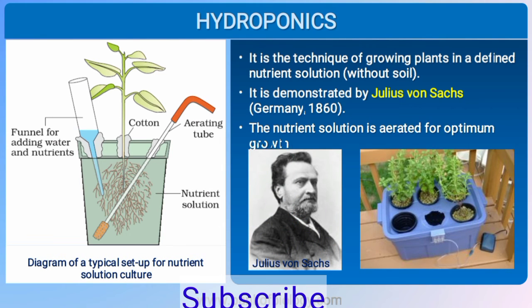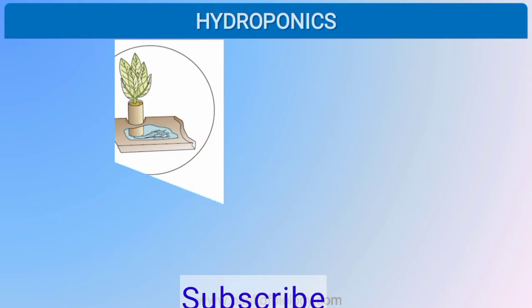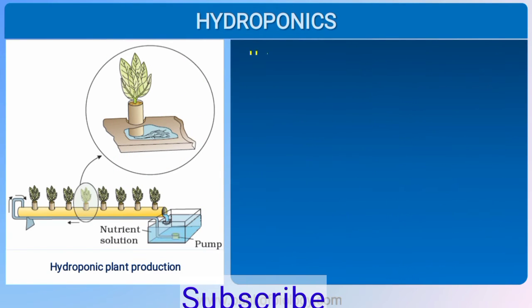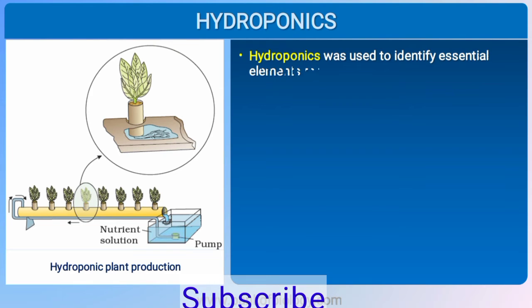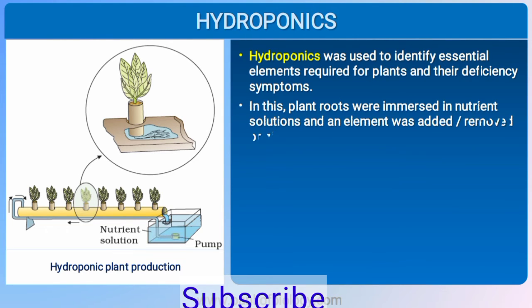The nutrient solution is aerated for optimum growth. Means to say enough growth can be noticed by using the hydroponics culture technique. You can look at these diagrams as well. These diagrams elaborate this process. Hydroponics was in actual use to identify essential elements required for plants, and the deficiency symptoms can also be observed, which means to say we can detect a special element, a special mineral, and find out whether it is essential, non-essential, or required in what concentration. We can also determine this from this technique.